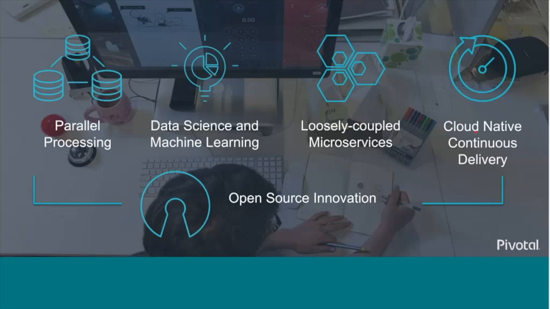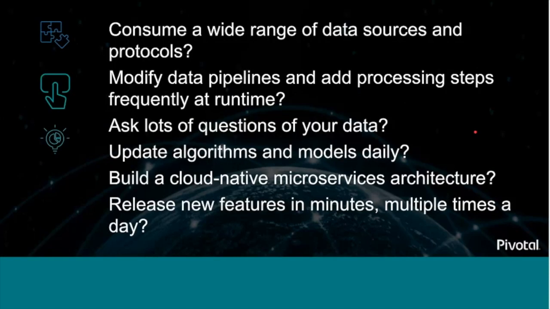So if you look at it, these are the 5 key enablers. As you think about these enablers, ask yourself the following questions. From your enterprise, can you consume a wide range of data sources and protocols? Are you able to modify the data pipelines and add processing steps as frequently as you want? Are you able to ask lots of questions of your data? Are you able to update algorithms and models daily? And are you able to build a cloud-native microservices architecture? And are you able to release new features in minutes, multiple times a day?